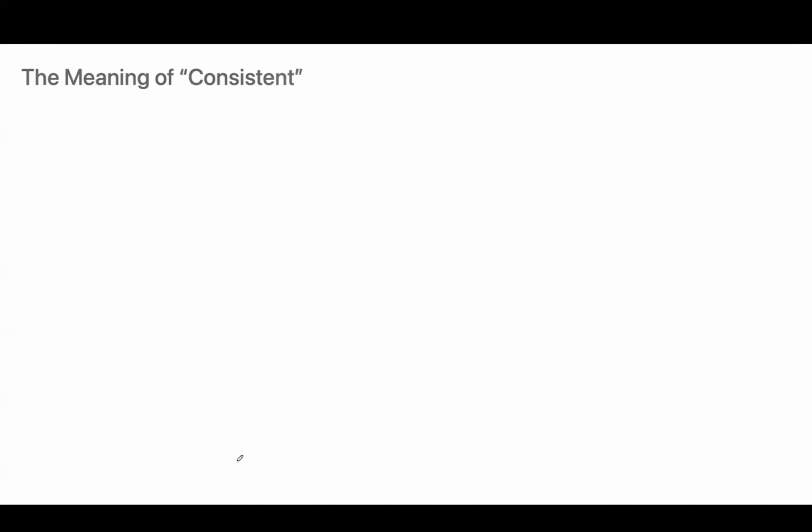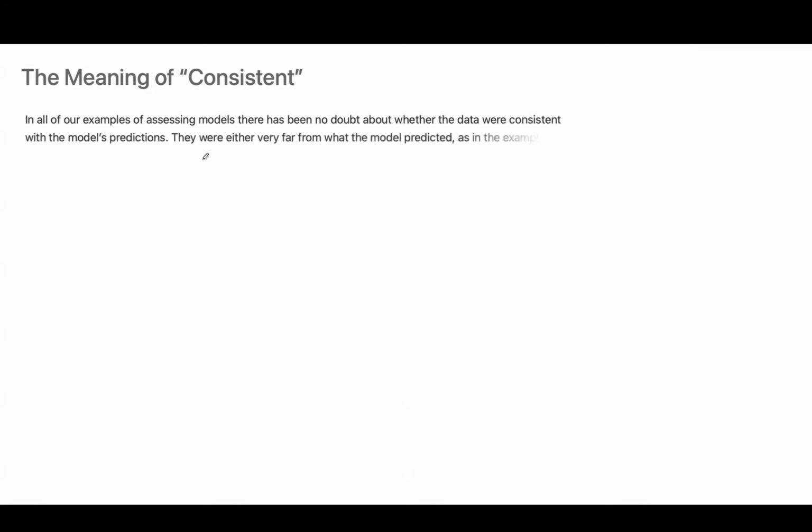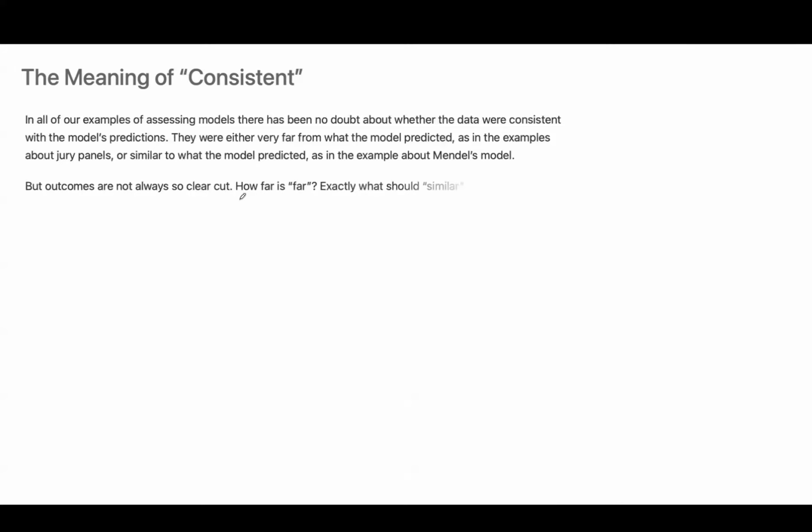What's the meaning of being consistent here? Do we have any algebra or statistical numerical value to associate with it? In all of our examples of assessing models, there has been no doubt about whether the data were consistent with the model's prediction. They were either very far from what the model predicted, as in the examples about jury panels, or similar to what the model predicted, as in the example about Mendel's model. But outcomes are not always so clear-cut. How far is far? How do you answer this question?